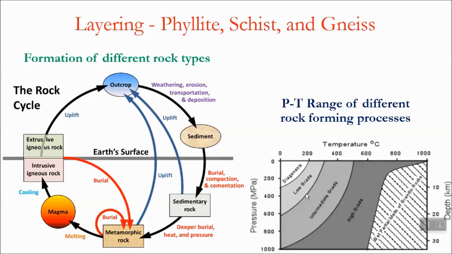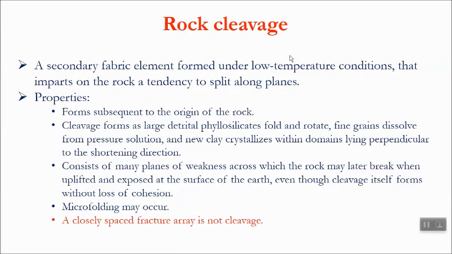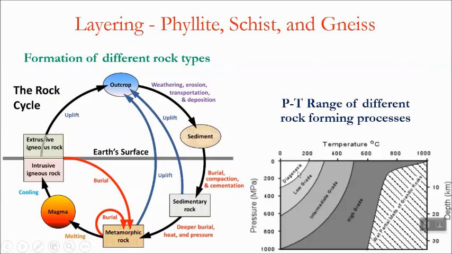So here we can see how the different kinds of processes are limited to different pressure temperature ranges in this particular plot. Now let us come to the relationship of the rock cycle with the foliation. So if we recollect, in our previous lecture on foliation, we have come across cleavage. In the definition of cleavage, we have seen that it was a secondary fabric element formed under low temperature condition. So here in the definition itself, we see what is called a low temperature condition. This means that the cleavage is formed in the diagenesis region.